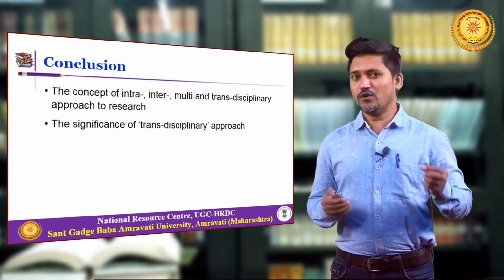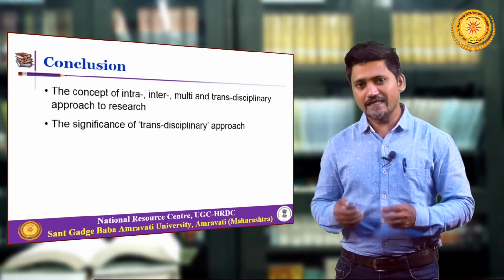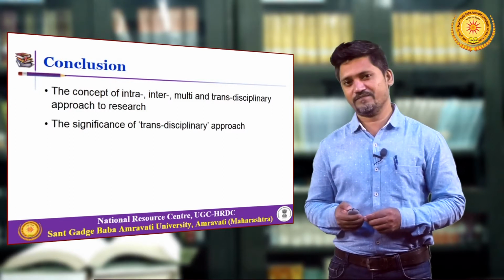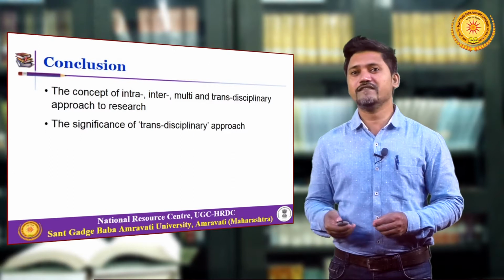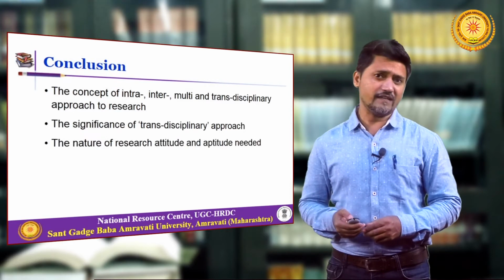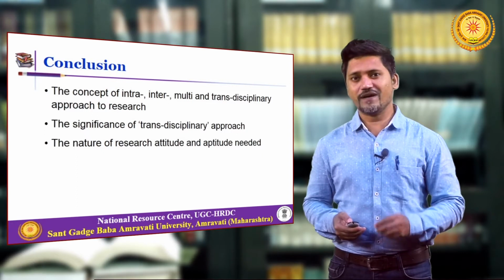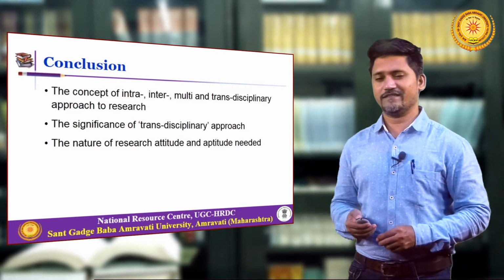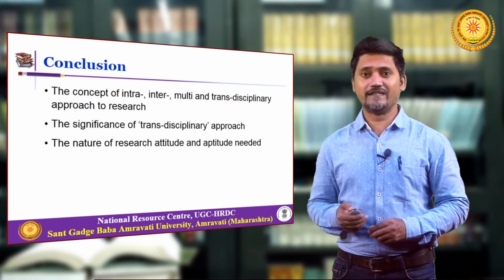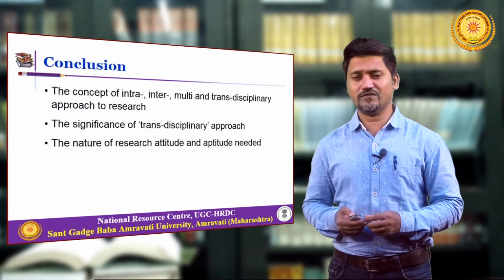Then we explored the notion of transdisciplinary approach to research and its significance in the changing paradigm of research in higher education. We further discussed the need for research collaboration and cooperation. Then we discussed the nature of research attitude and aptitude needed in transdisciplinary research development. In our discussion, we noticed that for transdisciplinary research, we need to develop certain research attitude and aptitude among students.